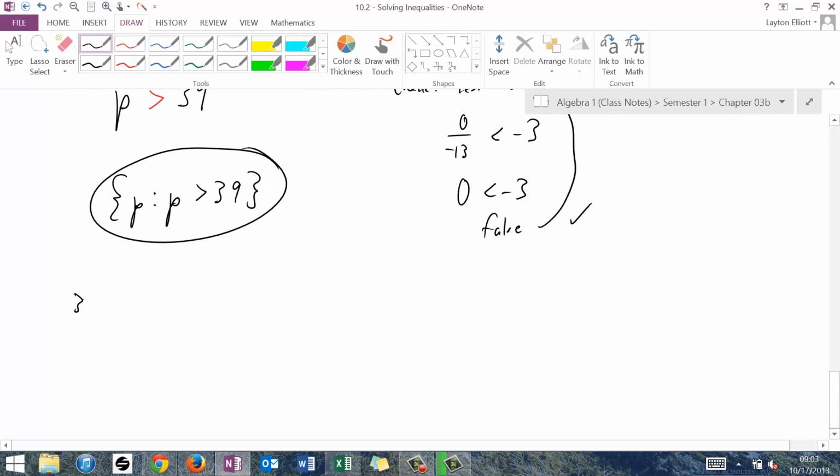For number 3, let's do a plus 4 is less than a plus 1. Well, we typically want to get the variable on the same side, so if I subtract a, oh dear, I get 4 is less than 1.